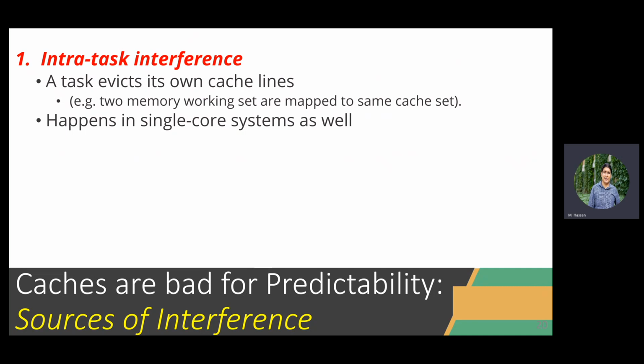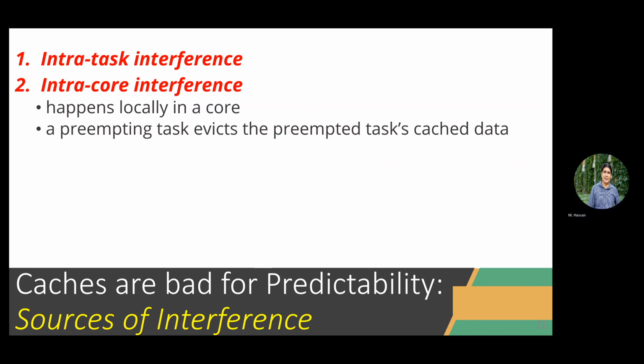This will change the behavior of another cache line from being a hit to a miss. So a task will inflict its own cache lines, where two memory working sets are mapped to the same cache set. This happens in a single core system. An intra-core interference happens within a core.